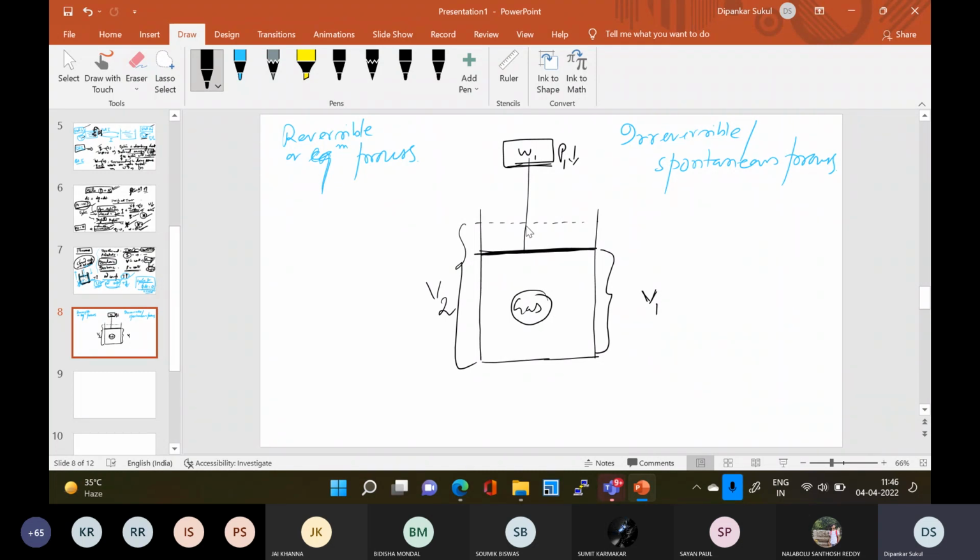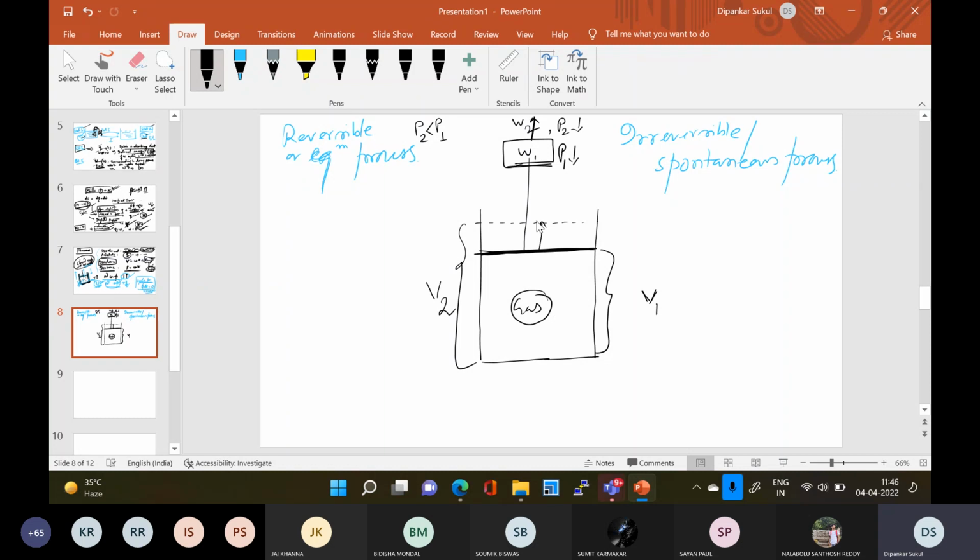How can we increase the volume? Obviously, we have to decrease the opposing pressure. That is, we have to put a lighter weight. So suppose I have put a lighter weight W2. W2 is giving the opposing pressure P2. P2 is less than P1. The piston will instantaneously go up and the volume will increase from V1 to V2.